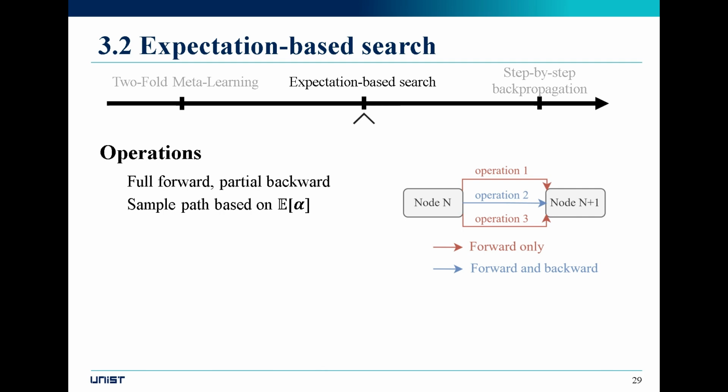for the memory reduction. Take a look at the figure. The red passes only utilize forward passes, which means their intermediate values are not being saved. In contrast, the blue passes will have backward passes, which means their intermediate values are going to be saved. To summarize our method of pass sampling, we sampled operations based on the expectation values of alpha. And that's why we call this expectation-based operation search.